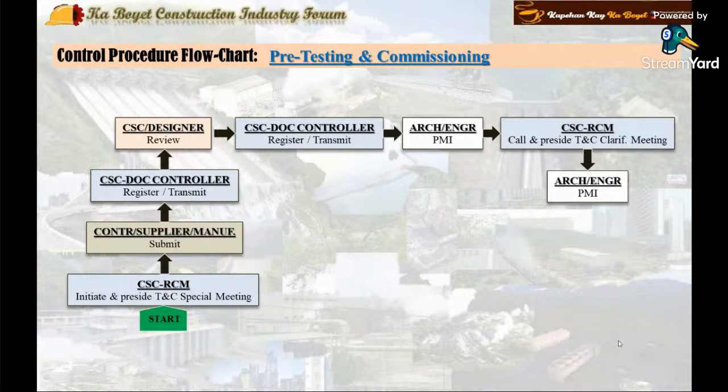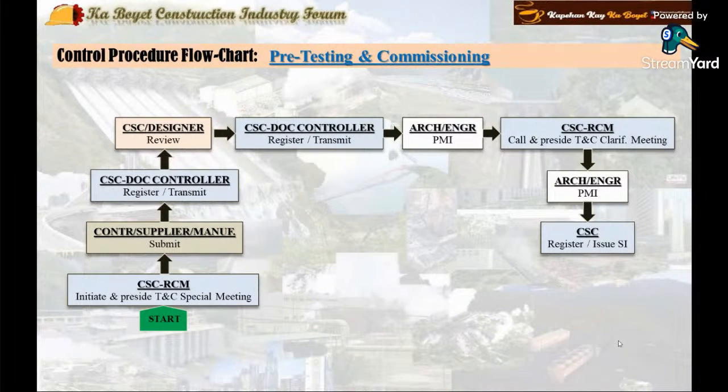Then the architect engineer, through the consultant, issues a formal PMI to formalize the owner's decision through the consultant for issuance to the contractor. The output is a formal project manager's instruction.